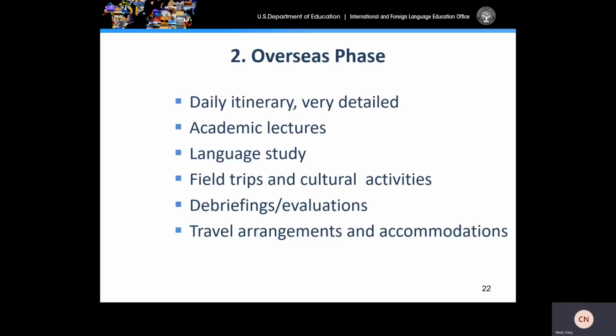The next phase is your overseas phase. This is where you should provide detailed information in your in-country itinerary. These details should include a daily itinerary, details about academic lectures, language studies, field trips, cultural activities, debriefings, any evaluations you may have, and travel arrangements and accommodations. As always, the more information you provide in your project narrative, the more likely you are to receive a respectable score. We will get into the project narrative here in just a minute.